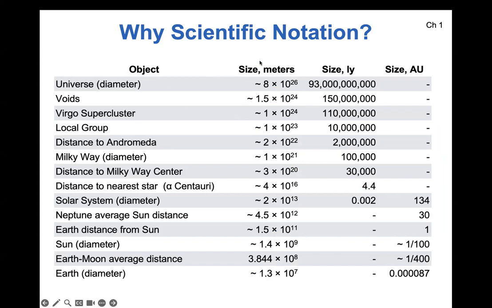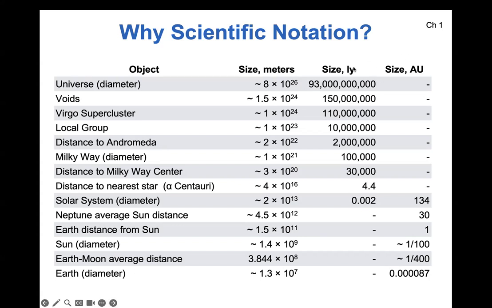Okay, so why use scientific notation? Because the distances, in this case described as sizes, between objects or just the size of things, like here we have the distance to Andromeda, these values are so big that it wouldn't make sense to express them any other way.